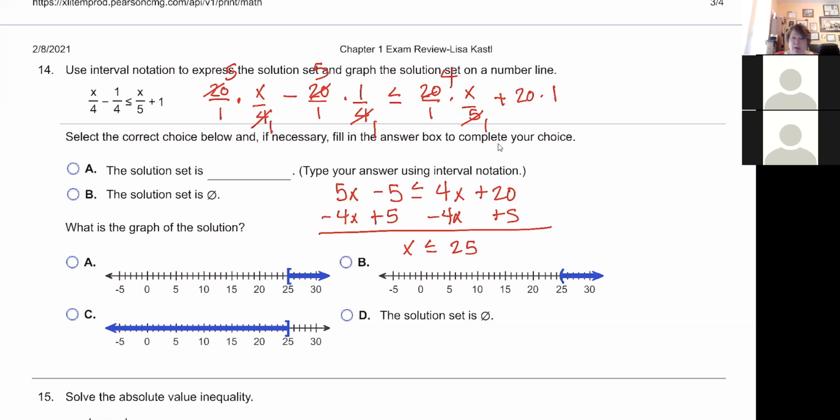So that would be this graph, wouldn't it? Would that be all the numbers to the left of 25 on the number line? And how would we write that in interval notation? Would that be from negative infinity to 25 using a bracket? And we have a bracket because we have less than or equal to. So negative infinity to 25 with a bracket.